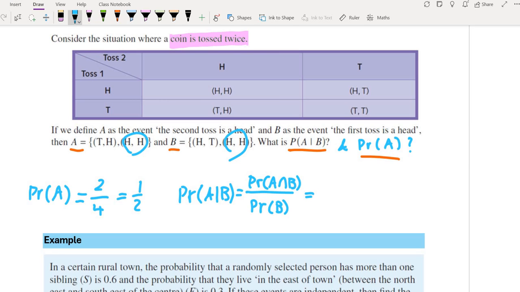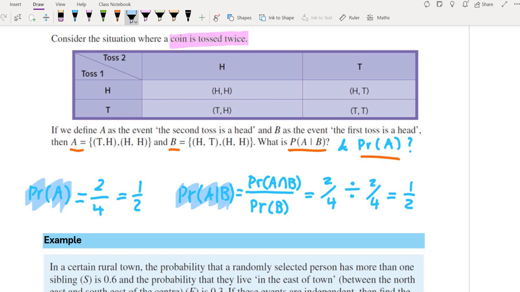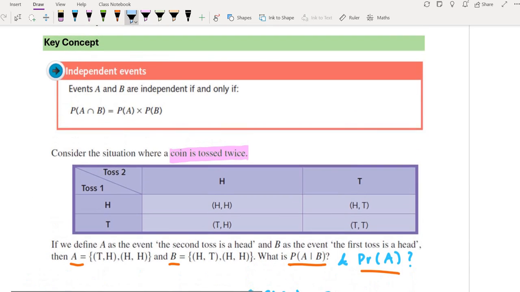That's half. So sorry, maybe I'll write it as 2 out of 4. So that's 2 out of the 4 outcomes divided by probability of B, which is also 2 out of 4. So this also comes out to be a half. So you can see the probability of A and probability of A given B are both the same.